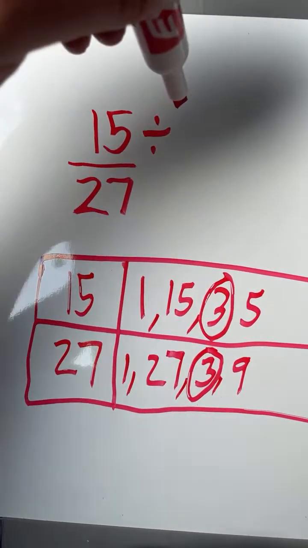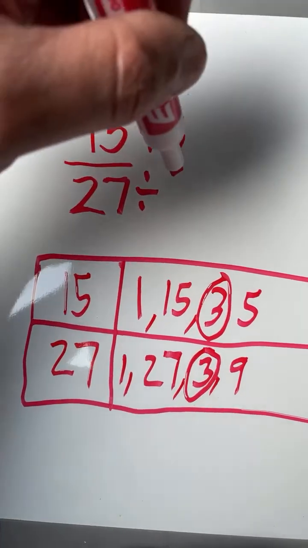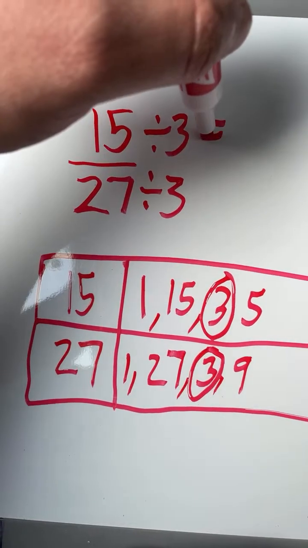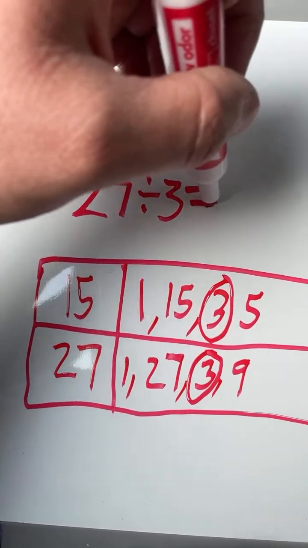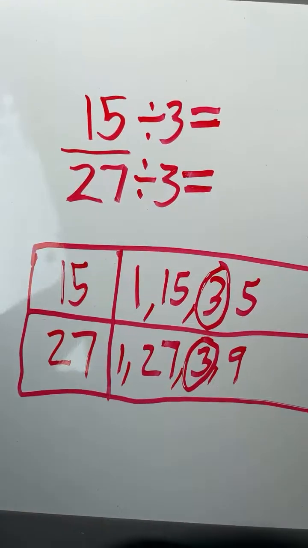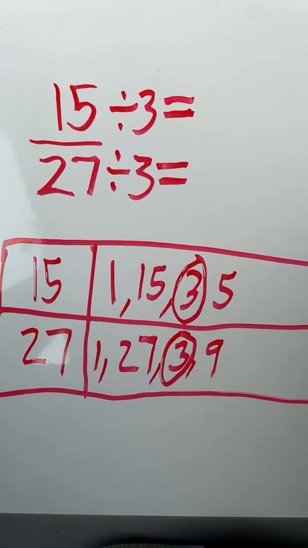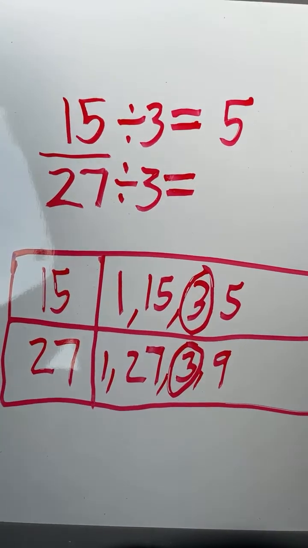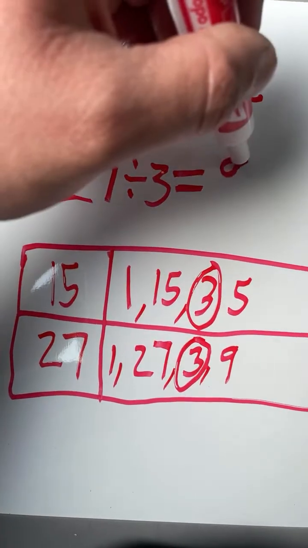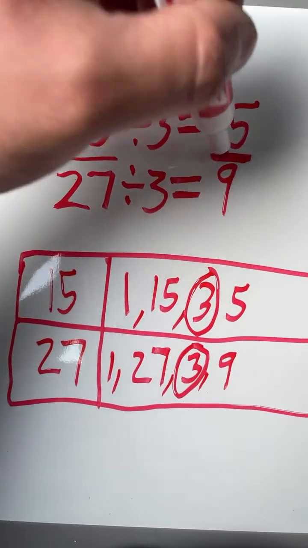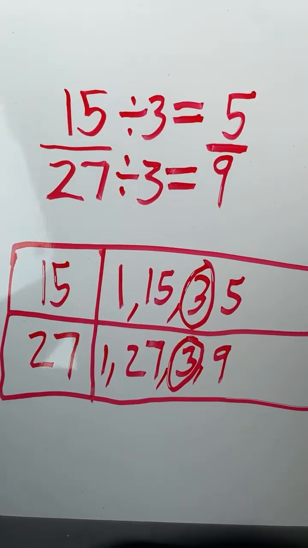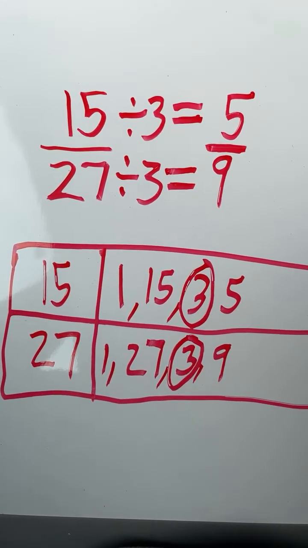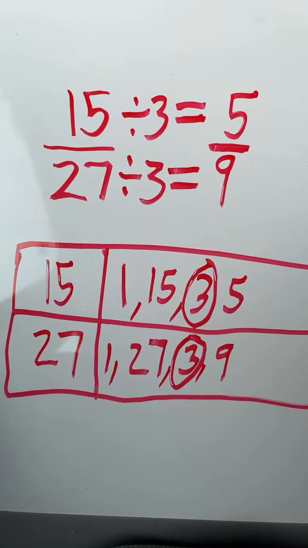So we're going to do 15 divided by 3 and 27 divided by 3. We are dividing the numerator and the denominator by 3. 15 divided by 3 equals 5. 27 divided by 3 equals 9. And we have our final answer. 15/27 reduced to lowest terms equals 5/9.